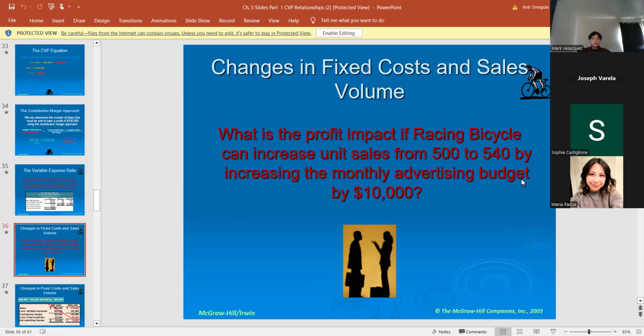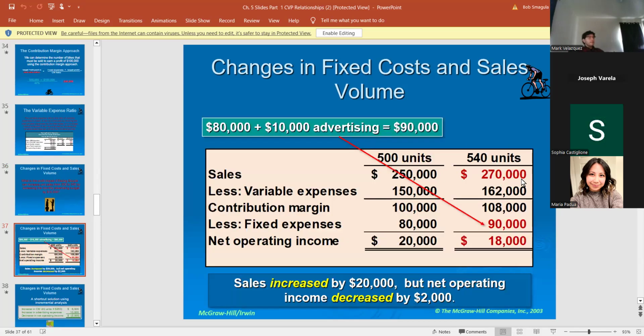Advertising is a fixed cost. It's not a variable cost. You put an ad in the newspaper, and maybe you increase your sales by 1 million, or you don't increase them at all. It's a fixed cost. You pay the newspaper. So let's go to our model here and see what we can do.